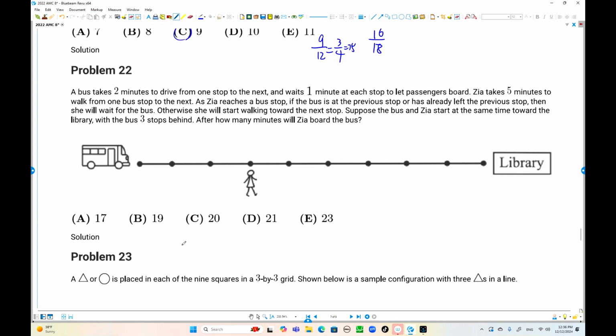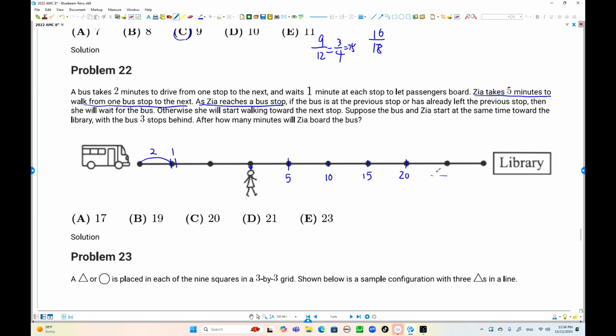Number 22. A bus takes 2 minutes to drive from one stop to the next and waits 1 minute. Okay, bus stop is what? It takes 2 minutes to the next bus stop, and 1 minute to stay. Gia takes 5 minutes to walk to the bus stop. Gia starts over here. After 5 minutes she is here, or 10 minutes at the second stop, 15 here, or 20 over here, right? Something like that.